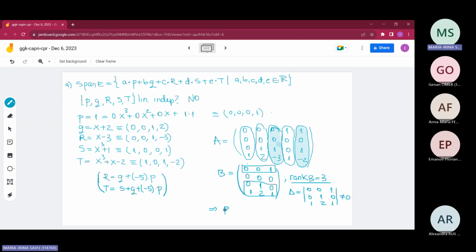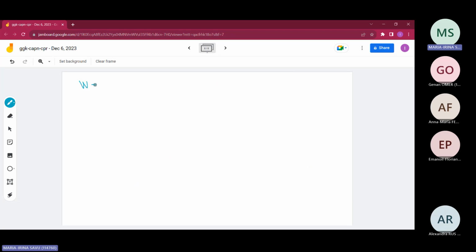So it means that P, Q, and S are linearly independent, in fact. And because they are independent, this span could be written using only P, Q, and S. Okay, I cut from here R and T. I'm not going to use them. So it means that W, which is the span of E, is the span of P, Q, and S.